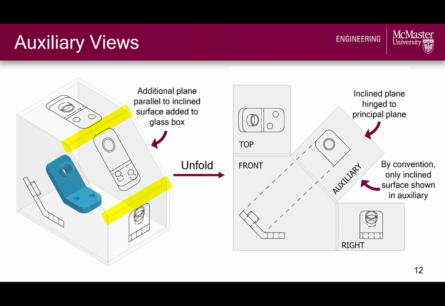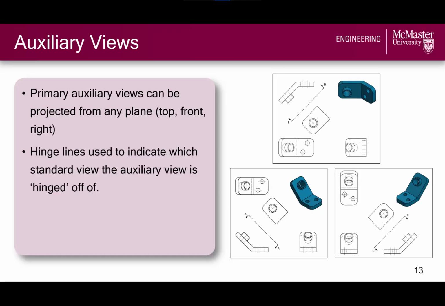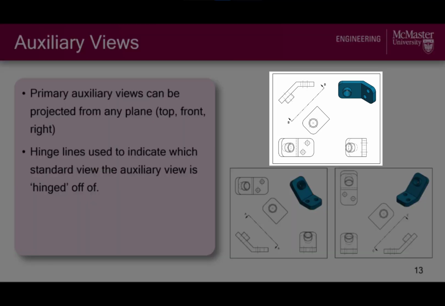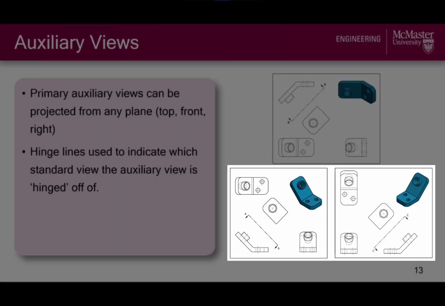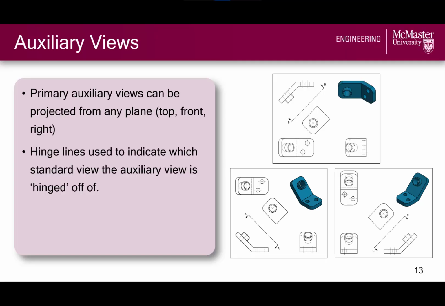Here we have 3 different multi-view representations of the same object. In the top drawing, the auxiliary view is hinged off of the top view, while in the bottom drawings, the auxiliary view is hinged off of the front and right views respectively. In any case, note how the hinge lines between the standard view and the auxiliary view are represented and labeled.